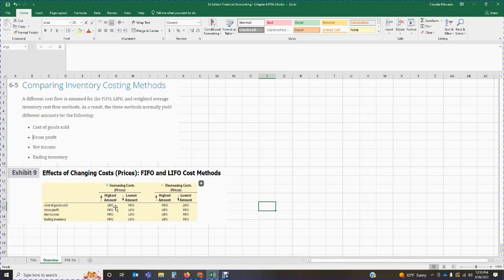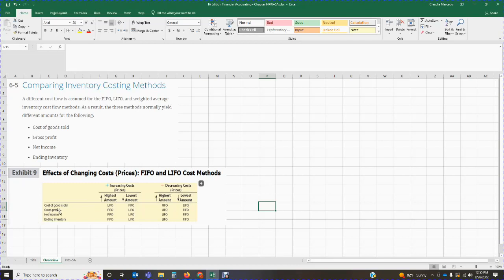the highest amount would be reported under the LIFO method, while the lowest would be under FIFO. Okay, so if we have increasing costs, LIFO will yield the highest amount of cost of goods sold, while FIFO would yield the lowest amount of cost of goods sold. Okay, conversely, if we have decreasing costs, FIFO will yield the highest amount of cost of goods sold, while LIFO would yield the lowest amount of cost of goods sold.